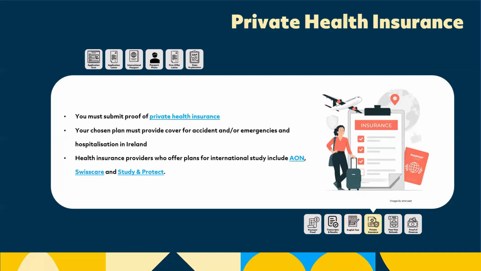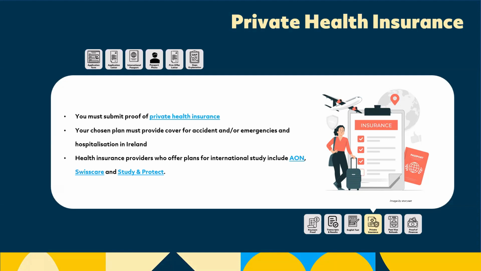Another required document is proof of private health insurance. Your chosen plan must provide cover for accident and/or emergency and hospitalization in Ireland. I know one of the questions someone asked yesterday was, what if I have insurance from my country? Again, that insurance must provide cover for accidents, emergencies, and hospitalizations in Ireland specifically. So if your existing insurance does not cover you for any of those things, it will not be eligible.